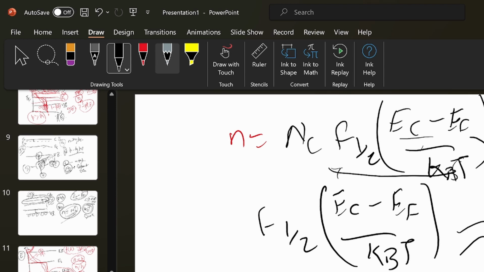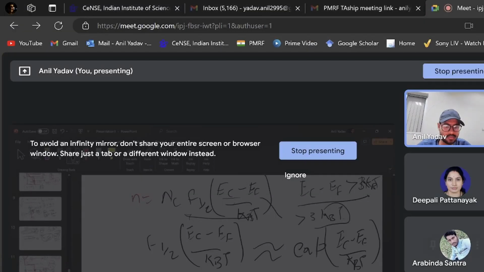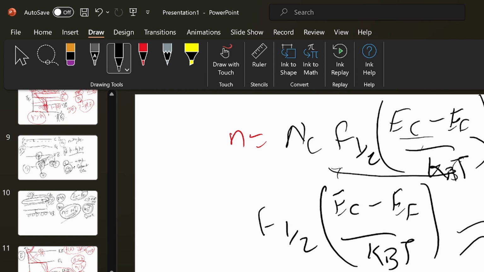Okay, this Fermi function can be approximated to this one. So n is equal to Nc exponential of Ec minus Ef by kBT.